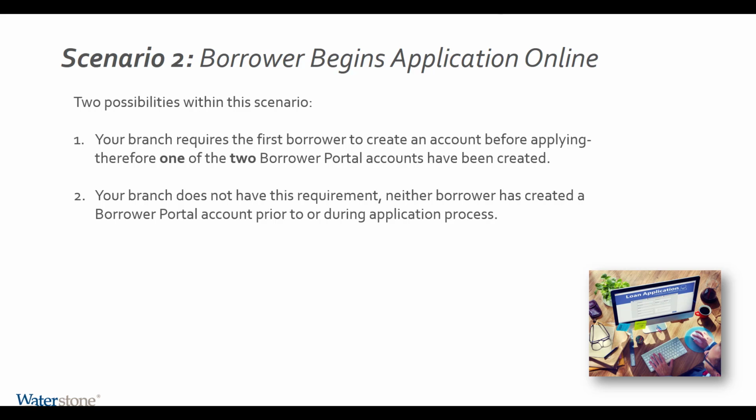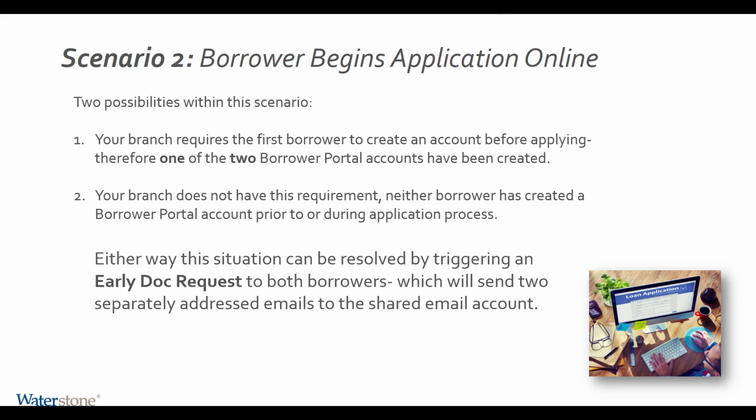The other possibility is that your branch does not have this requirement, therefore neither borrower has created a borrower portal account prior to or during the application process. The solution either way can be resolved if you trigger an early doc request to both borrowers, which is going to send two separately addressed emails to that shared email account.